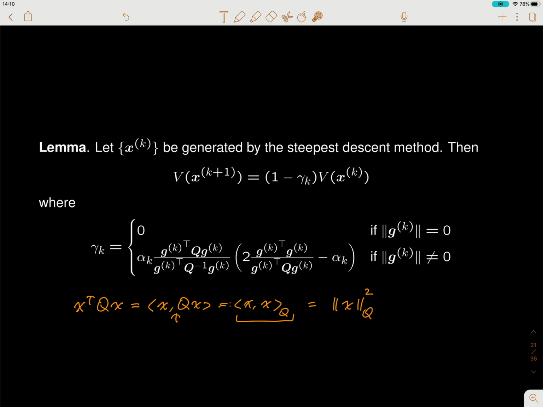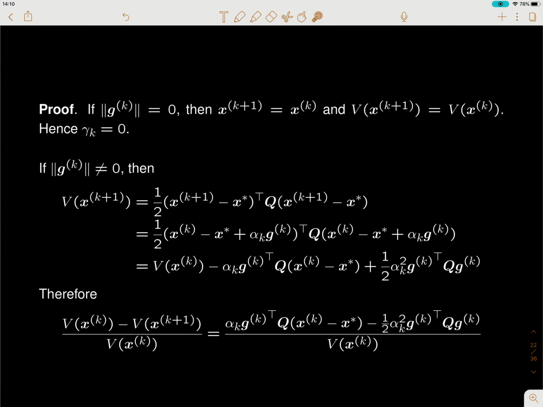Okay, so that's what the lemma says, and let's prove it. As we showed earlier, if the gk is 0, then we already reached the minimum. So xk plus 1 will be just equal to xk, and the function value will be equal, and you already have the minimum function value. So in that case, our gamma k will be just 0. And what if the gk is non-zero? That means at the point xk, the gradient is still non-zero, and then we still have room to improve.